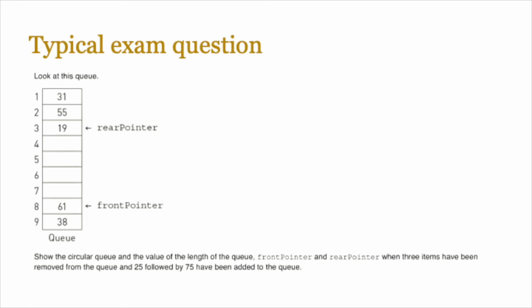So make sure that you keep track of how the pointer is evolving when we look at the rear pointer, and we're looking at the front pointer. When we remove 3 items, the front pointer will probably move to 55, and when we add 2 more values, the rear pointer is going to go to index position 5.